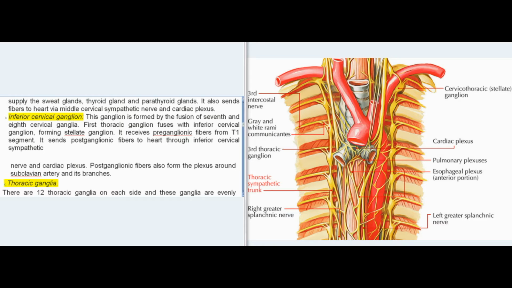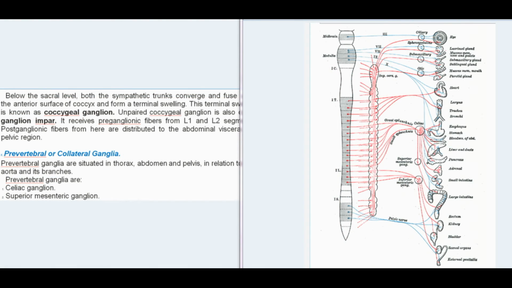Thoracic ganglia. There are 12 thoracic ganglia on each side, and these ganglia are evenly spaced. Thoracic ganglia receive preganglionic fibers from the thoracic segments of spinal cord. Postganglionic fibers from thoracic ganglia are distributed to visceral organs in the thorax and abdomen. Lumbar ganglia. There are 5 lumbar ganglia. Preganglionic fibers for these ganglia arise from first and second lumbar spinal segments, L1 and L2, and reach the lumbar ganglia. From here, the fibers extend down to sacral ganglia also. Postganglionic fibers from these ganglia supply the abdominal and pelvic organs.